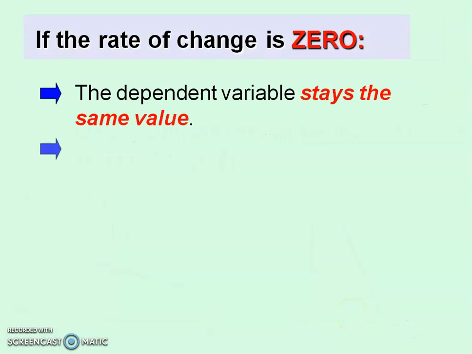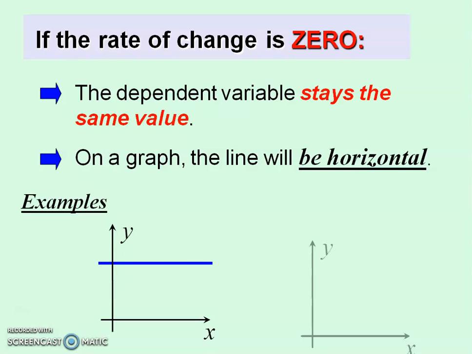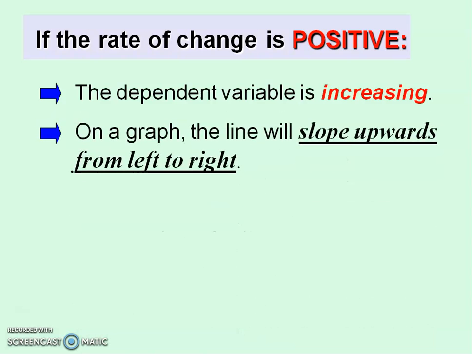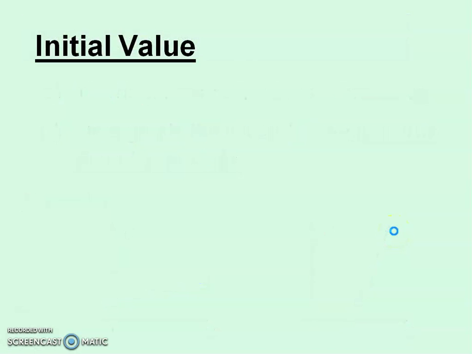If the rate of change is zero, it means that as the independent variable increases, the dependent variable stays the same. Graphically, this will be a line that is horizontal. It's not increasing or decreasing as you read it from left to right. And if the rate of change is positive, it means that as you increase the independent variable, the dependent variable increases. Graphically, this will be a line that moves up as you read it from left to right.